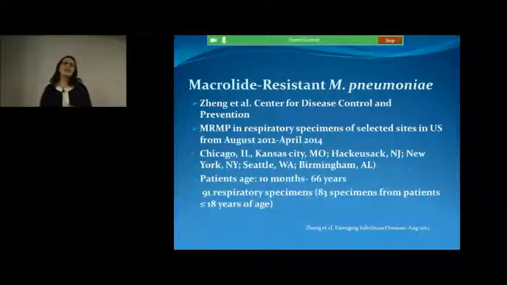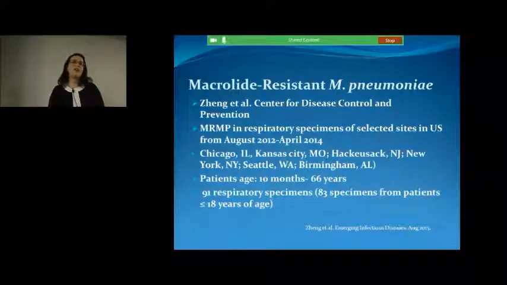So the United States does not have systematic national surveillance for Mycoplasma pneumoniae infection or macrolide-resistant Mycoplasma pneumoniae. So most of the information that we have about the infection and macrolide resistance comes from case reports, cases described during clusters of the infection, and national surveillance studies.